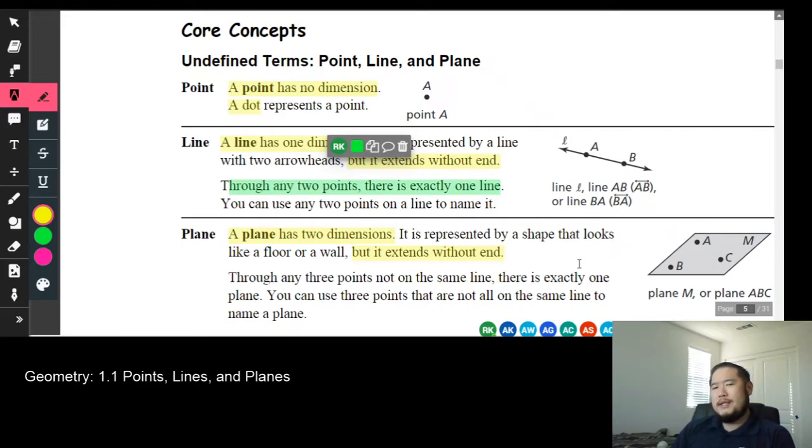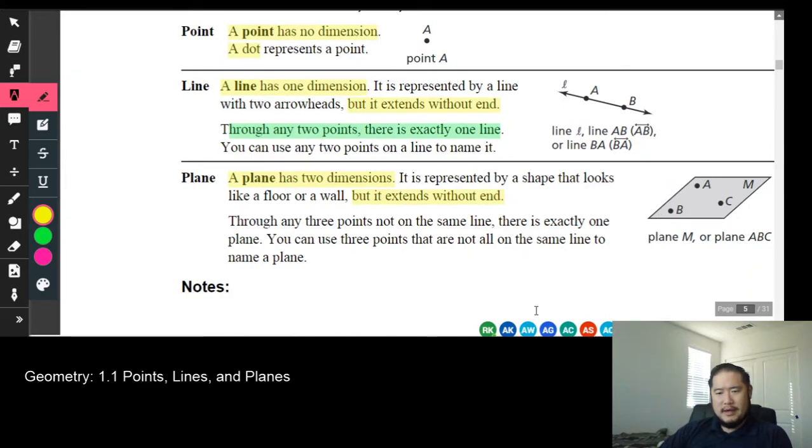Now, 2 points make up a line. You need exactly 3 points to make up a plane, or through any 3 points not on a line. So 3 points that we say are not collinear make up a plane. So through any 3 points not on the same line, there is exactly one plane. You can use 3 points that are not on the same line to name a plane. If there's 3 points and you can draw a line that goes through them, then we do not have a plane, or you do not use those 3 points to label and name the plane.